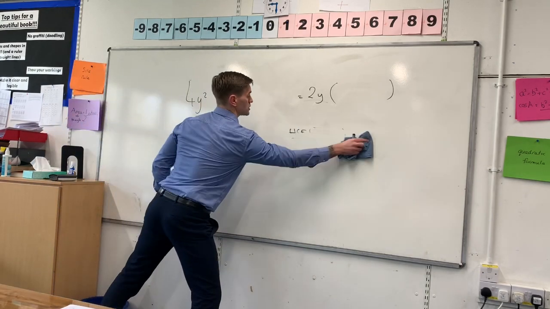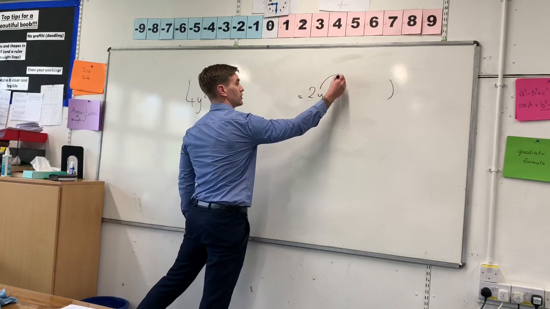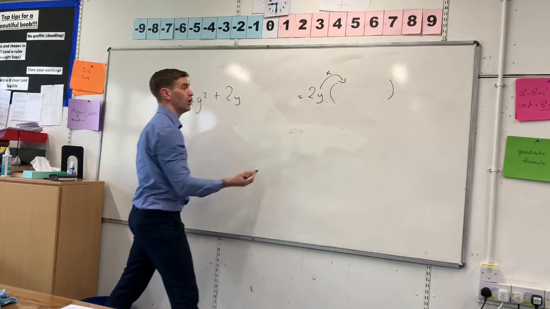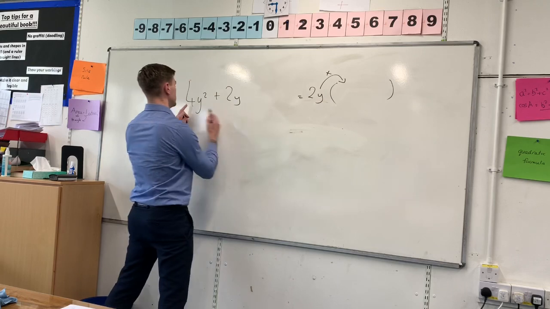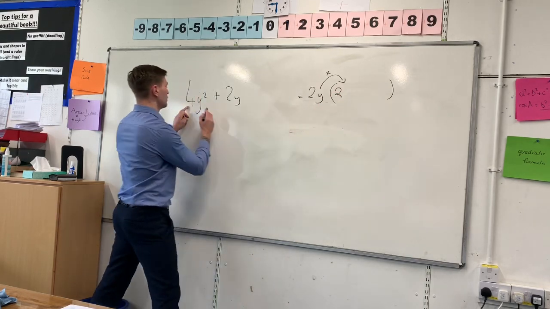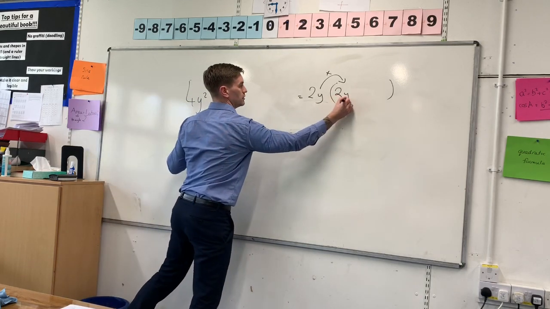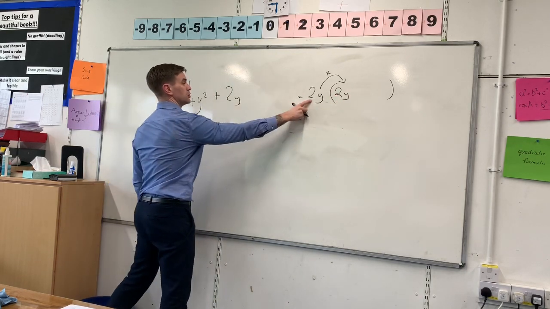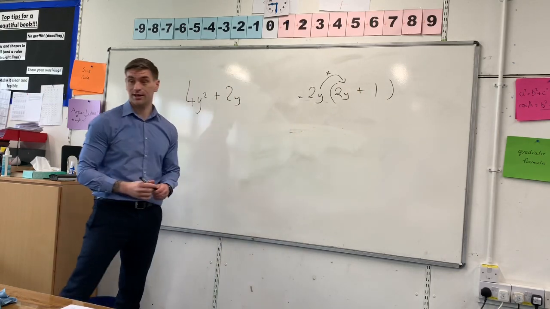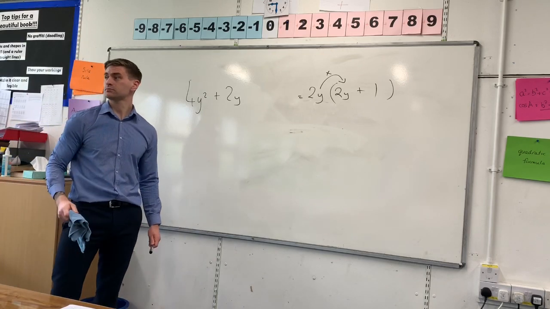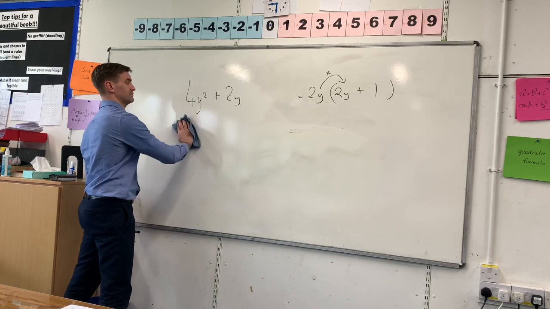So, highest common factor of 4y squared and 2y is 2y. And then you ask yourself the question, 2y times what gets me 4y squared? Well, let's deal with the numbers first. 2 times what is 4? 2. Y times what is y squared? Y. Perfect. 2y times what is 2y? 1. Okay, simple as that. How do I check my answer? You expand it. Expand it and you'll get that. Cool, well done.